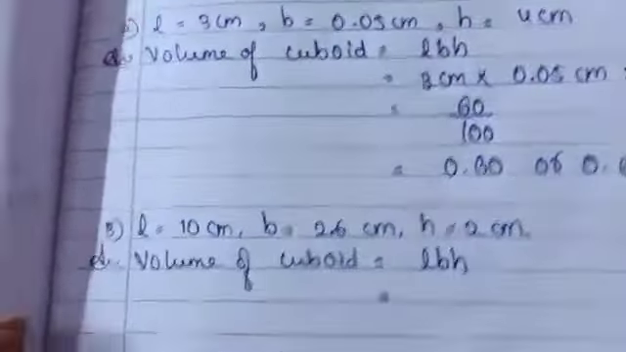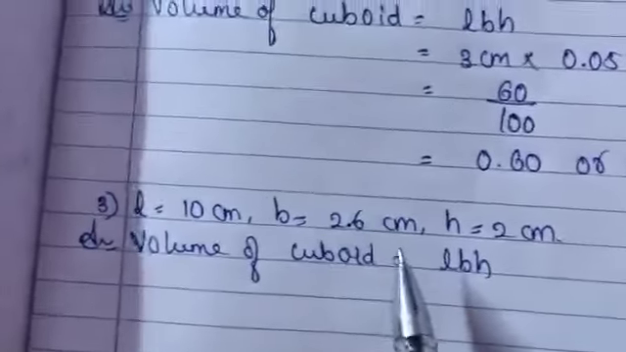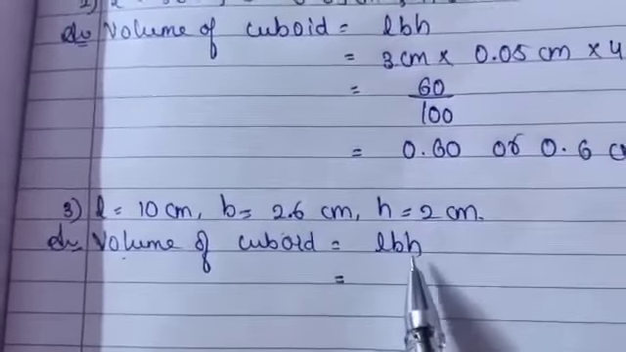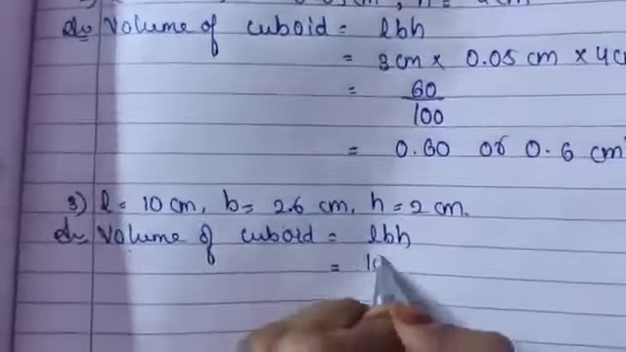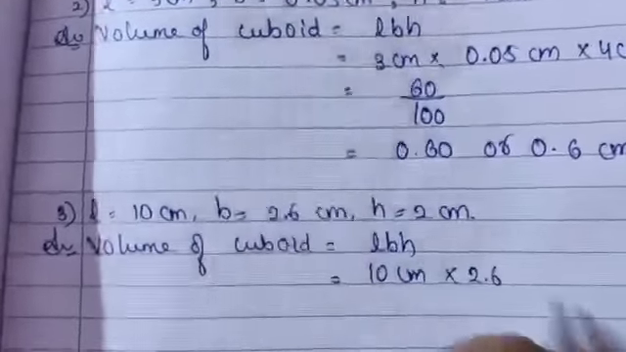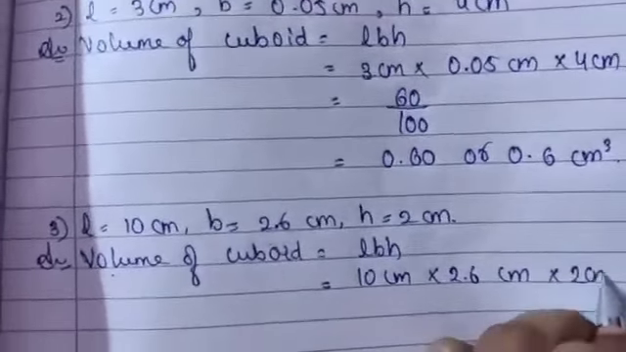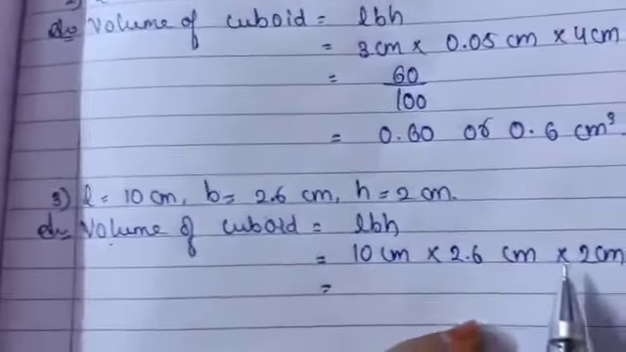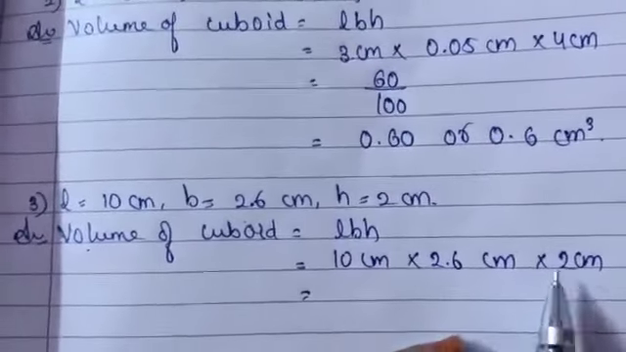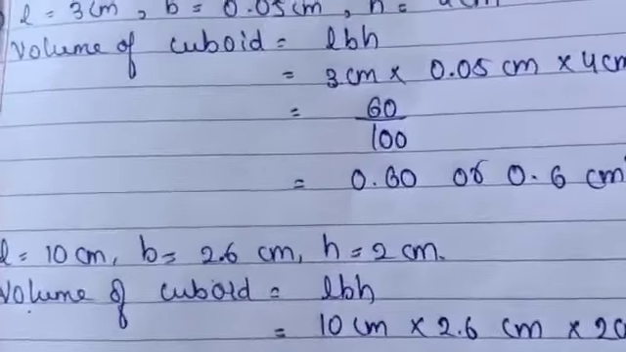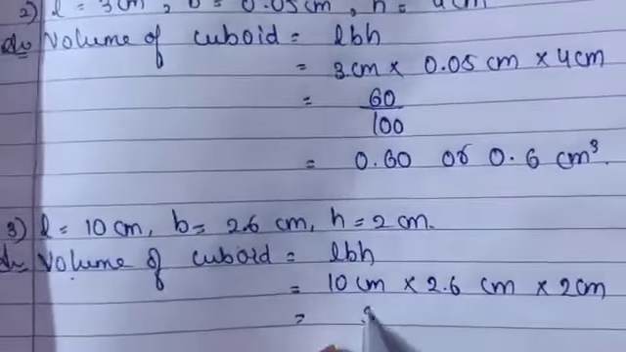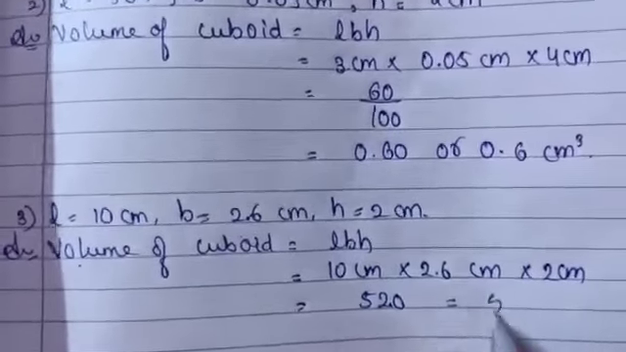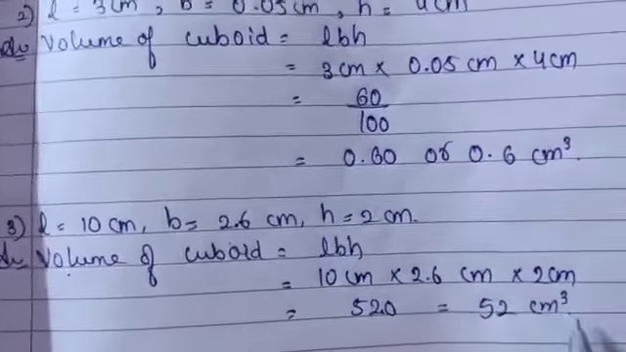centimeter. Now number 3. L equals 10 centimeter, breadth equals 2.6 centimeter and height equals 2 centimeter. So volume of cuboid equals LBH, you can say. Okay. So 10 centimeter multiply by 2.6 centimeter multiply by 2 centimeter. Okay. So we will multiply 10 multiply by 26 will be 260. Now 260 multiply by 2 you will do. Then you will get our answer, which is 520. Now here one decimal is there, so here it will come. So you can write directly, that is 52 cube centimeter.